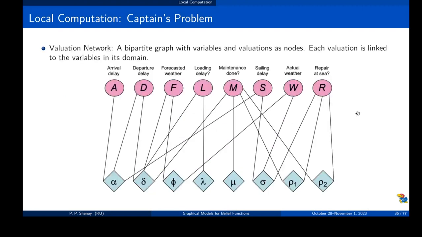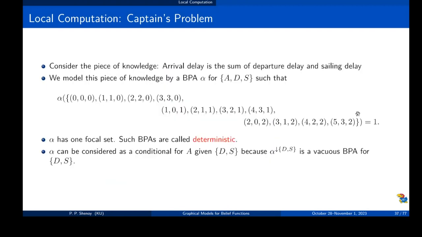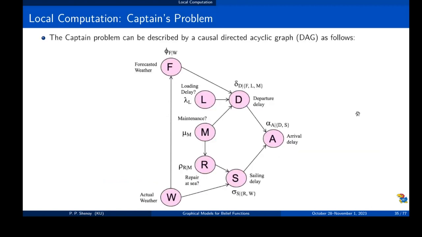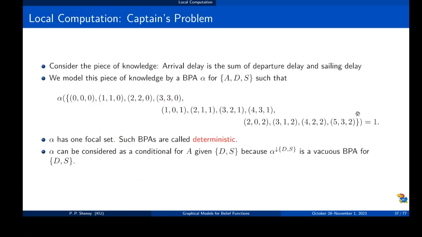So I have this bipartite graph I showed you earlier. Here's an example: I have a conditional for A given D. This graph tells me I have a conditional for A given its parents D and S. And this conditional is actually deterministic. A is the sum of these two. So if the departure delay is zero and the sailing delay is zero, then the arrival delay is zero. A is equal to D plus S. It's a deterministic relation, so I only have one focal element in this one, and it's a conditional.